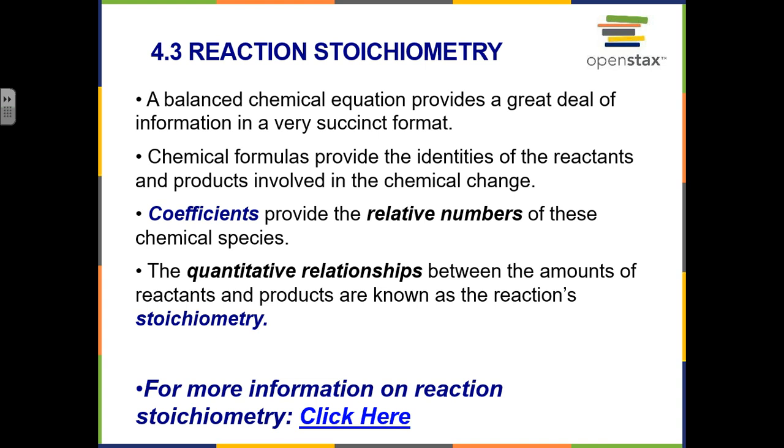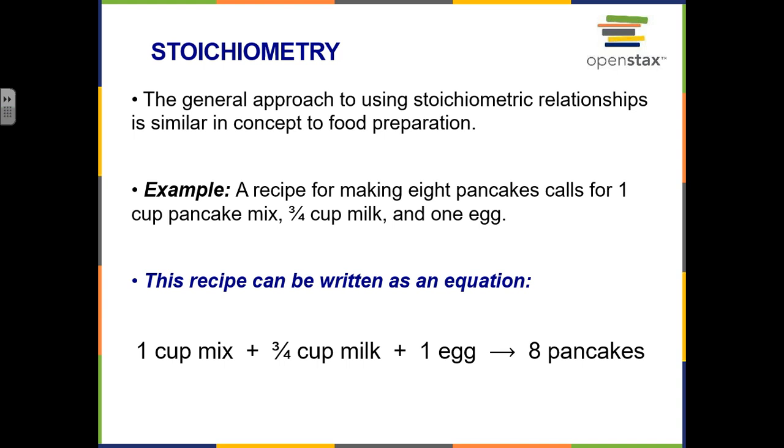While the balanced reaction represents the cookbook-perfect recipe of a chemical reaction, just like in cooking, you may not have the exact quantities. You might have more, you might have less, and the same rules apply when you're trying to conduct chemical reactions. Therefore, stoichiometry becomes key because it's used as an approach to compare relationships mathematically in chemistry. So, for example, let's take a classic example of a recipe for making 8 pancakes.